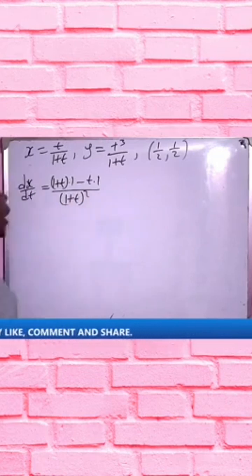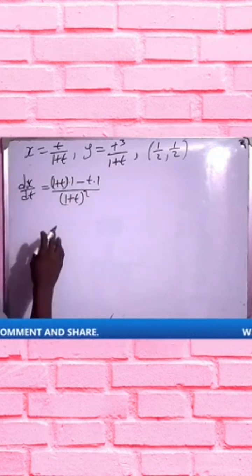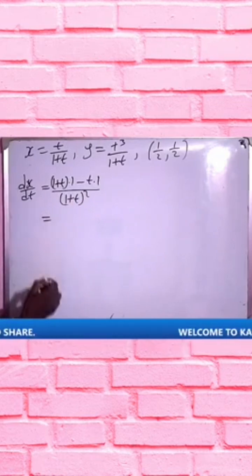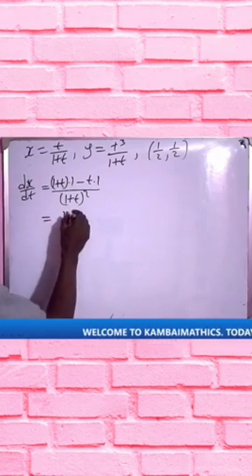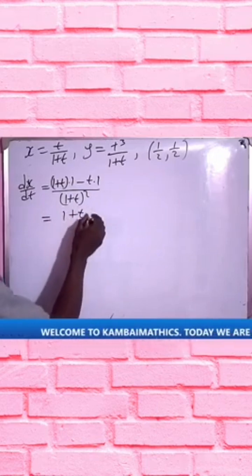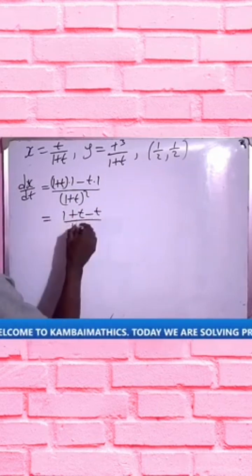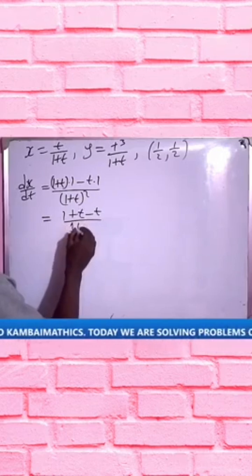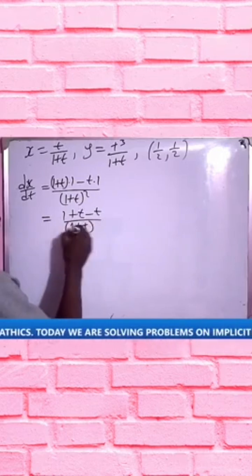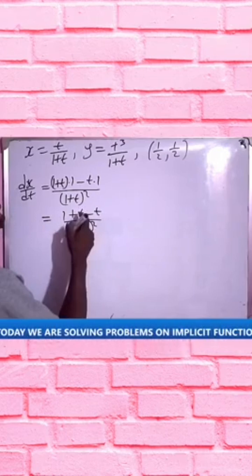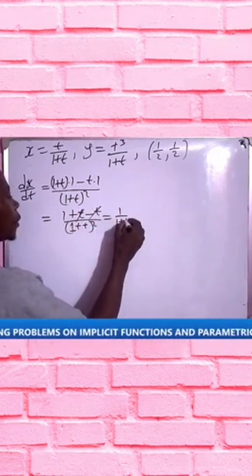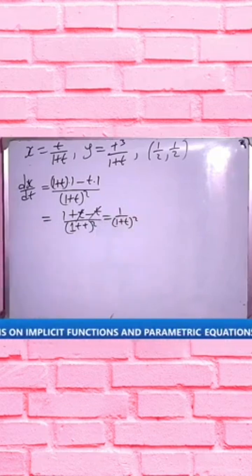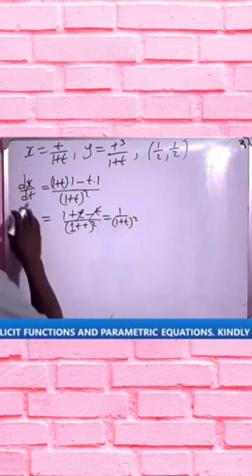So now after we've done this, let's simplify. This will give us 1 plus t, when we expand that bracket, minus t, all over 1 plus t all raised to the power of 2. So this will kick out this, we are left with 1 all over 1 plus t all in bracket square. So having done this, we have found dx over dt.